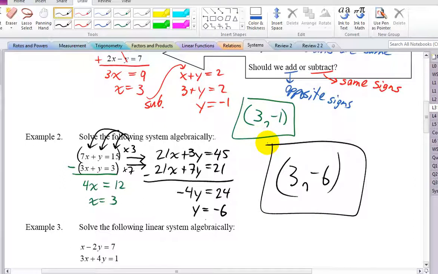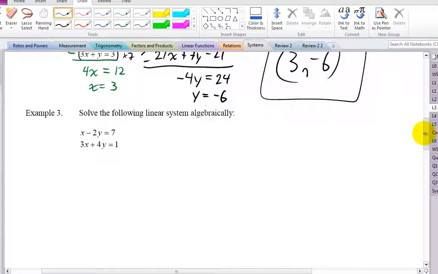Okay, questions? What do you guys have for me? Anything about what I did? What's going on? Thumbs up, down, in the middle. Where are you guys? Okay, good. We're not going to do too much harder. This one here is kind of an easy one. Which variable do you want to get rid of first? Rachel, your choice.